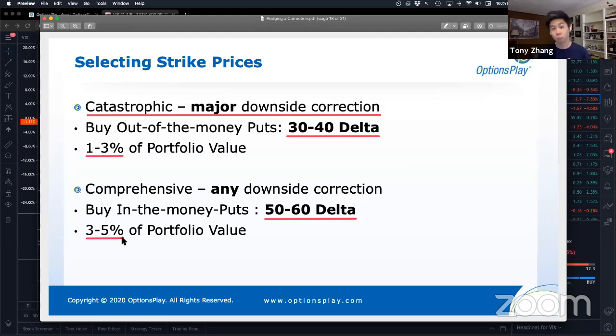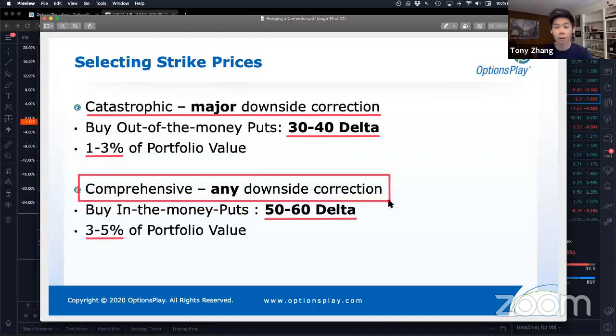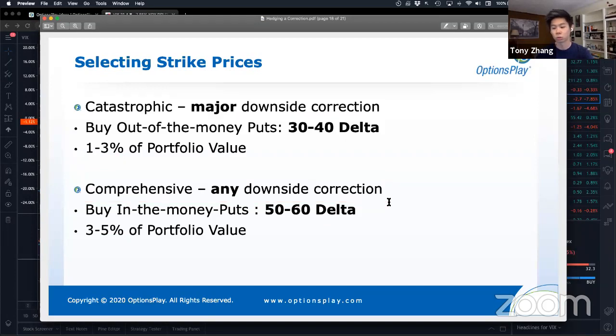So I'm going to show you both. I'm going to show you why, when I hedge my portfolio, I prefer using something like a more comprehensive insurance, even though it's more expensive. I will show you why in most scenarios this will give you the better outcome between the two. So that's a quick review of how you think about your portfolio hedge.